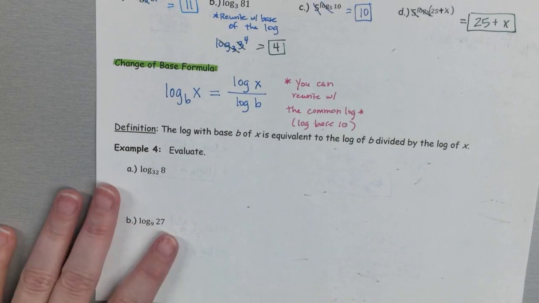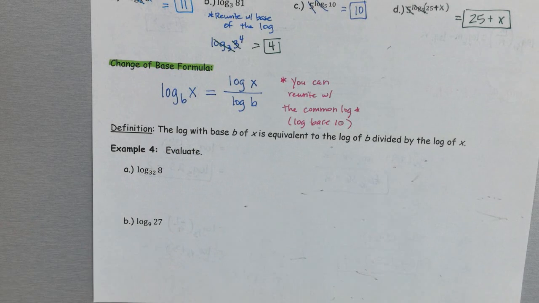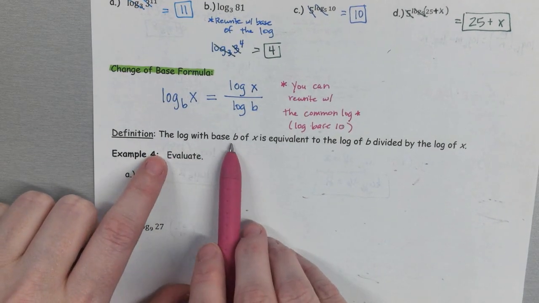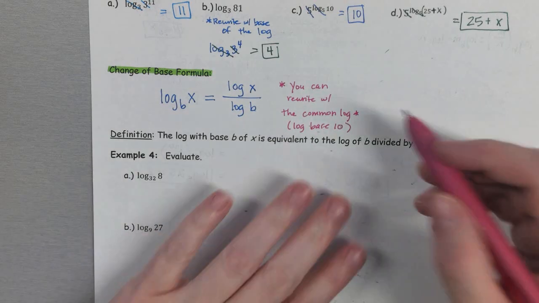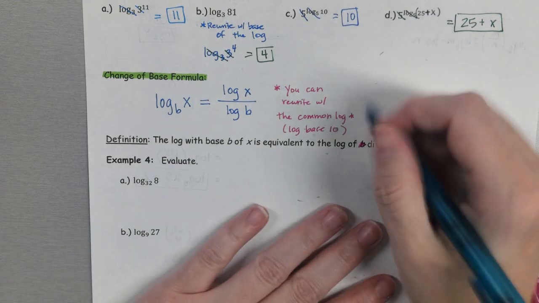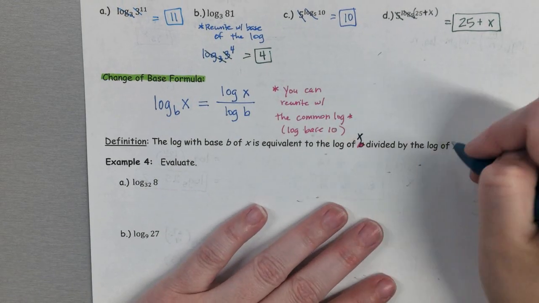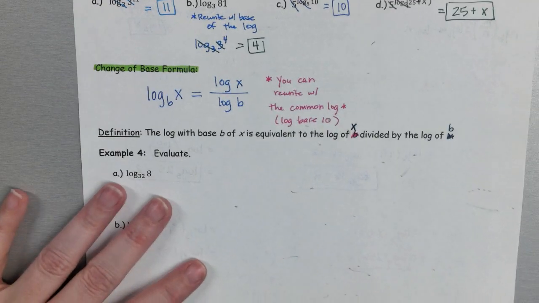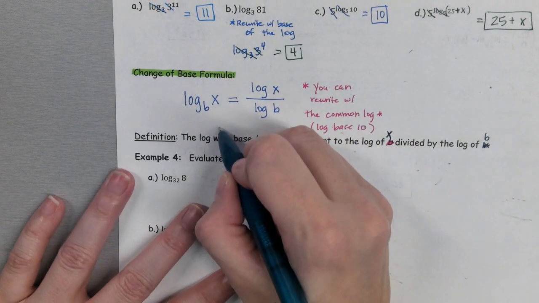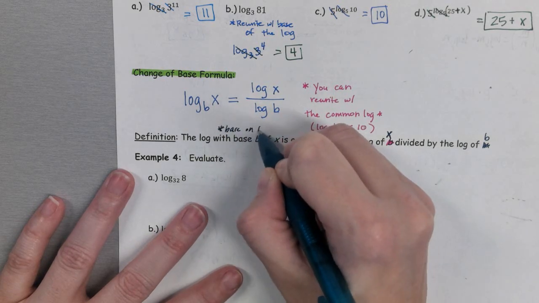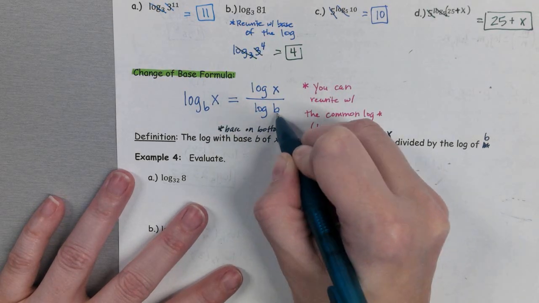Okay, and then this is the definition, but we need to flip-flop these. So the definition is the log with base b of x is equivalent to the log of x, because x is going to go on top, divided by the log of base b. And the way that I remember that is that the base is on the bottom. That alliteration just helps me. Base on bottom.